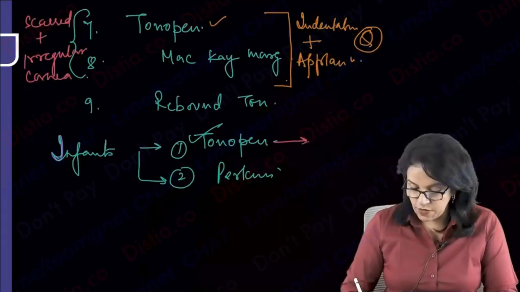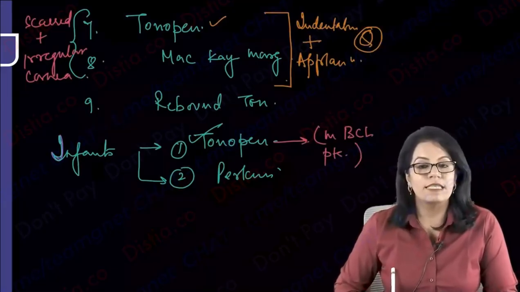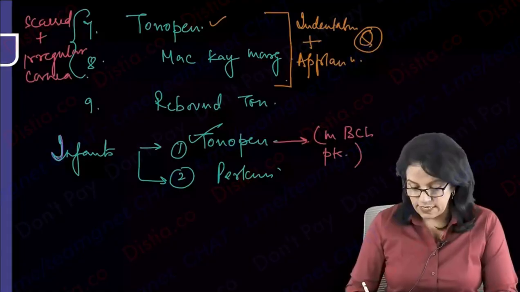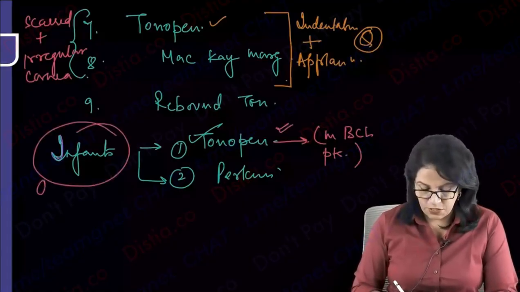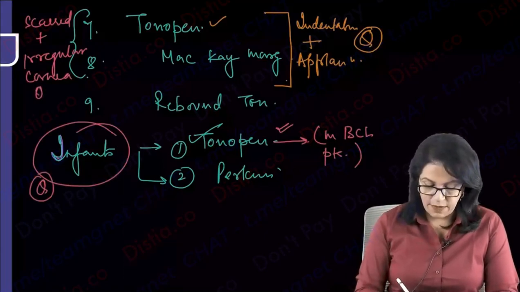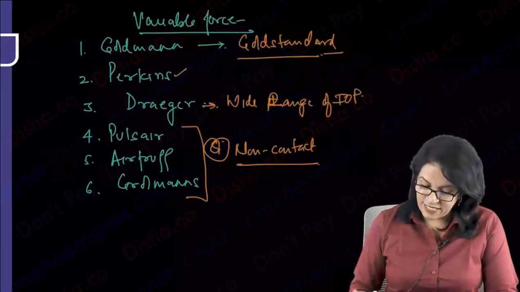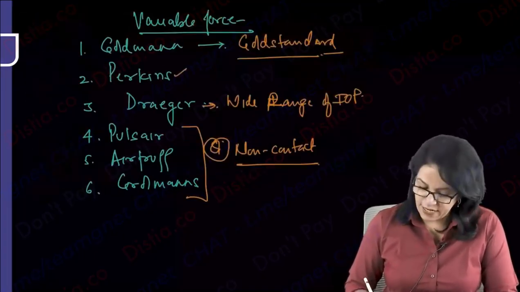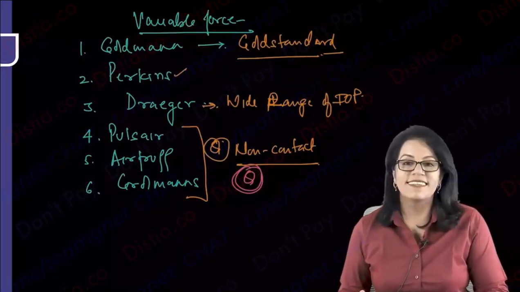Again, the TonoPen can be used even in bandaged contact lens patients. BCL is bandaged contact lens. So that is another piece of information for you all. But this one for infants is your exam question. This is your exam question: scarred and irregular corneas. And the next exam question was about non-contact types. The answer was Pulsair in that question.